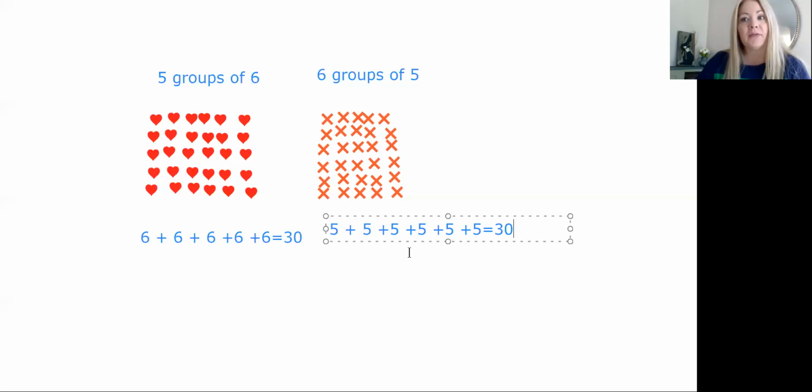So today we're looking at matching the array to the repeated addition, and we can also use this groups of, because when we're dealing with arrays, we're dealing with equal groups. So I hope you have a little bit better understanding of arrays and how they work today.